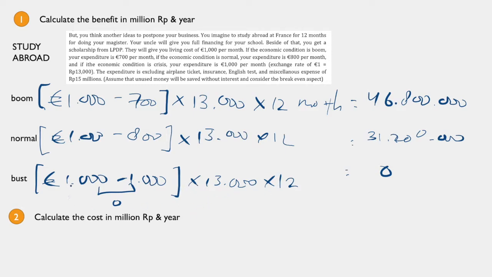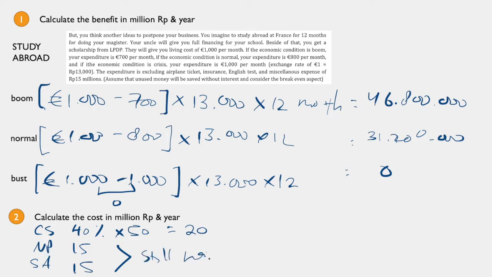Okay, and then we finished calculating the benefit of the 3 alternatives. We move on to calculate the cost. So for the clothing store, the capital is 40% of the 50 million, which equates to 20 million. This is all the money we have to invest. For nasi pecel, they need 15 million, and for study abroad, there is this miscellaneous expense that we have to pay off, 15 million. So in these 2 alternatives, nasi pecel and study abroad, we still have 5 million.